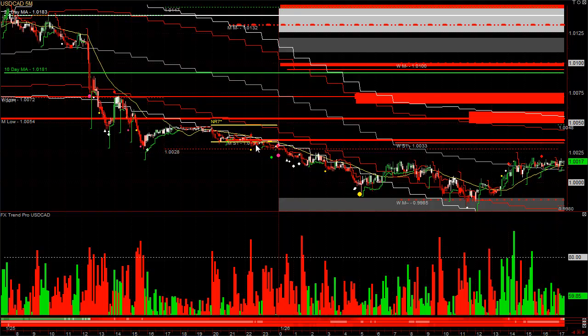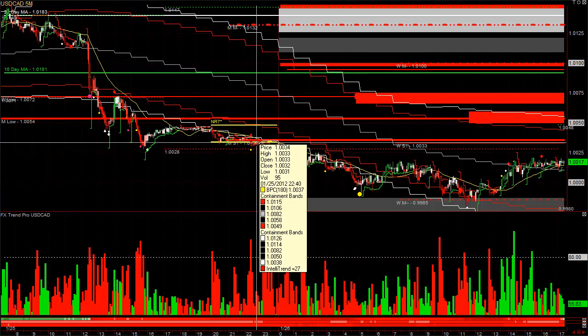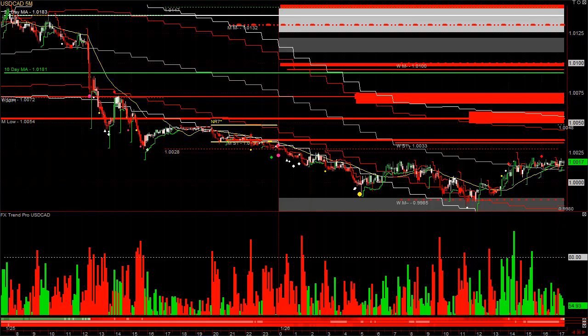It's not the best trade in the world because it is underneath the lower containment band, and more than likely I would have got out of this trade myself here at 19. So short around 34. It's barely a 15 pip win.